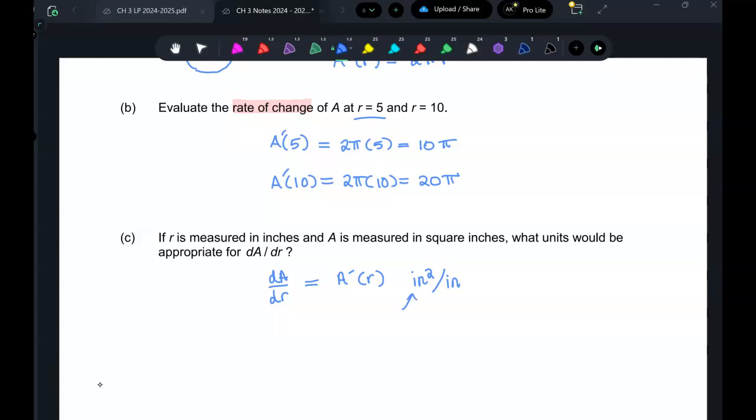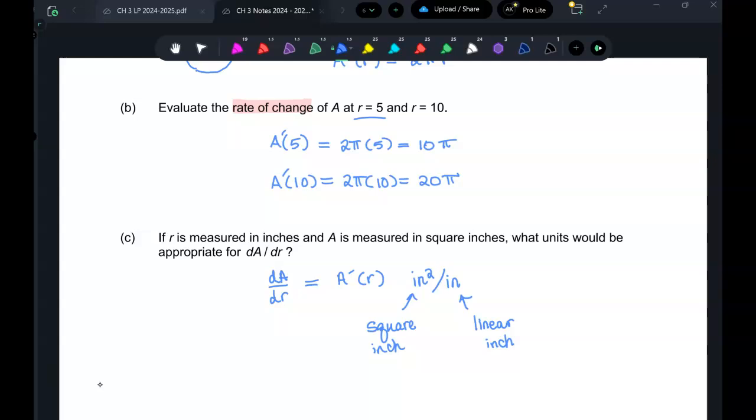Now, we don't cancel the square with the inch because these are different units. This is a square inch, and this is a linear inch. Okay, so this means what? You can't cancel them. It's saying for each square inch per linear inch, that's how much the circle is expanding. Okay?